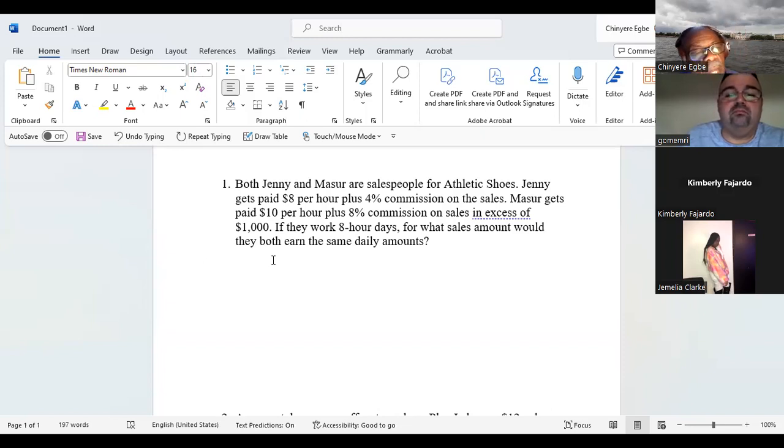You know, somebody comes to you, my good friend, and gives you these 2 options. Have you conceived that somebody could give you these 2 options? And what will be going through your mind if somebody gives you these 2 options? I'm going to pay you $10 per hour plus 8% commission if you sell in excess of $1,000. Or I'm going to pay you $8 per hour plus 4% commission on whatever you sell. Right? So what will go through your mind?